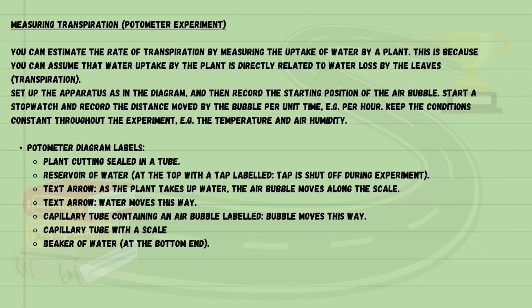Potometer diagram labels. Plant cutting sealed in a tube. Reservoir of water at the top with a tap, labeled "Tap is shut off during experiment." As the plant takes up water, the air bubble moves along the scale. Water moves this way. Capillary tube containing an air bubble, labelled "bubble moves this way." Capillary tube with a scale. Beaker of water at the bottom end.